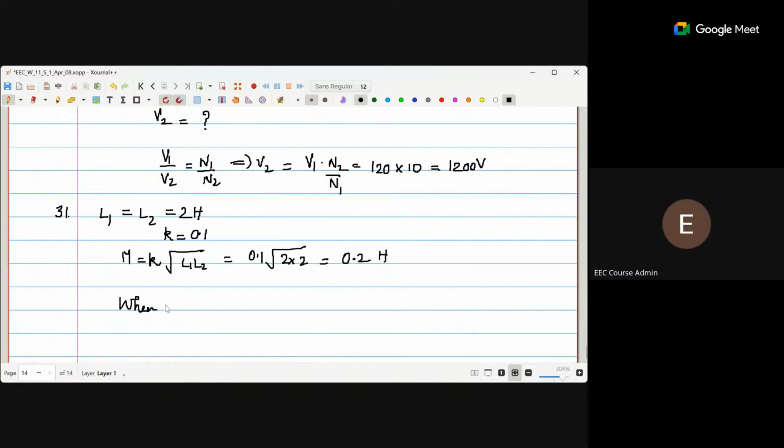When these 2 Henry coils are connected in series, it will be L1 plus L2 plus 2M. That will be 2 plus 2 plus 0.4. So 4.4 Henry.